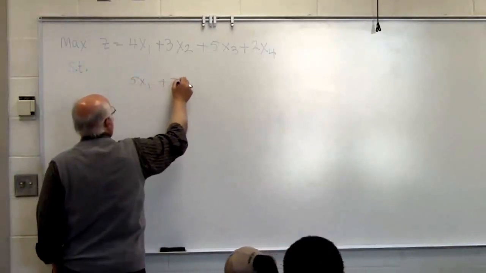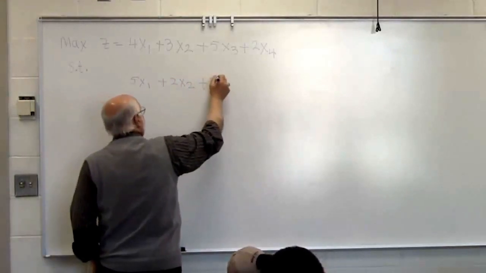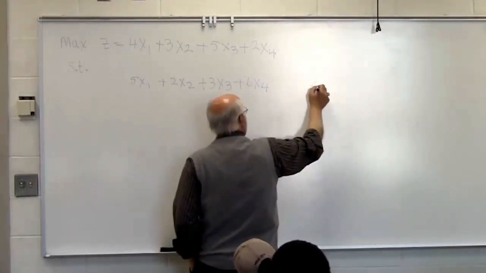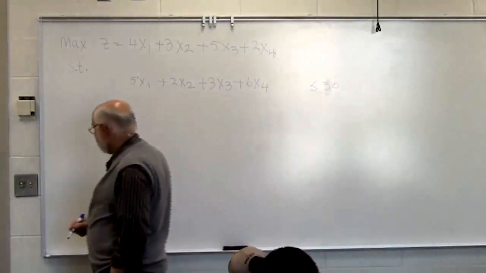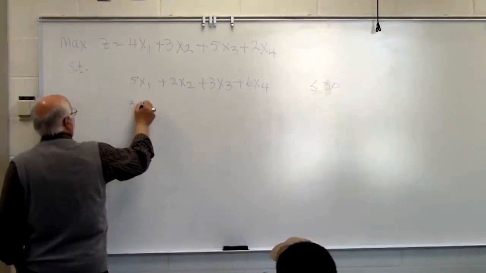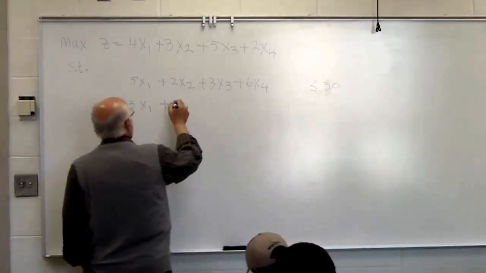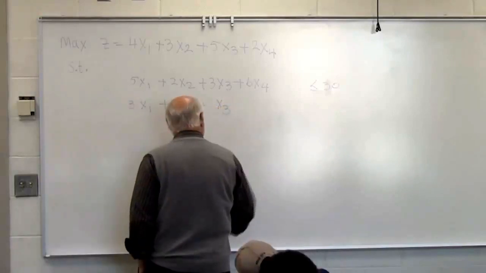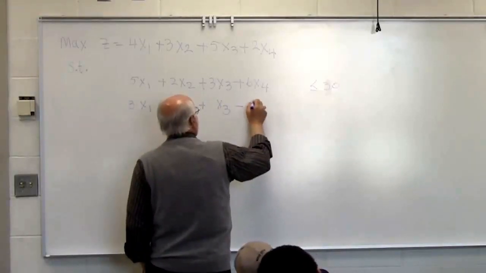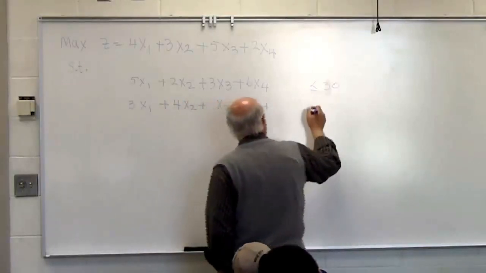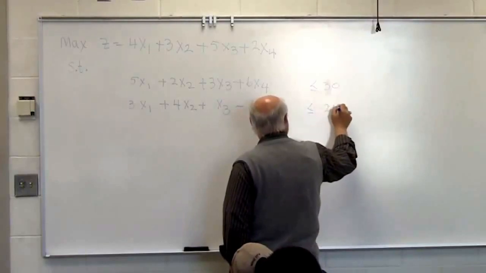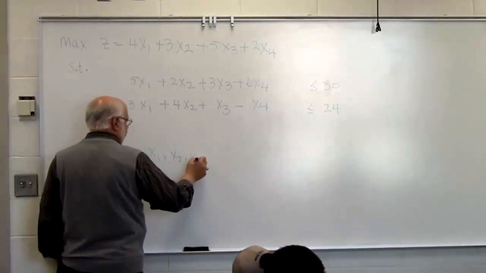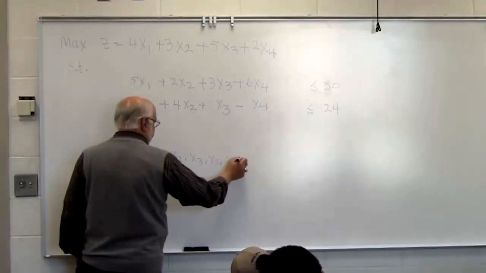5x1 plus 2x2 plus 3x3 plus 6x4 less than or equal, and 3x1 plus 4x2 plus x3, put that minus x4 less than or equal 24. With x1, x2, x3, and x4 greater than or equal to 0.